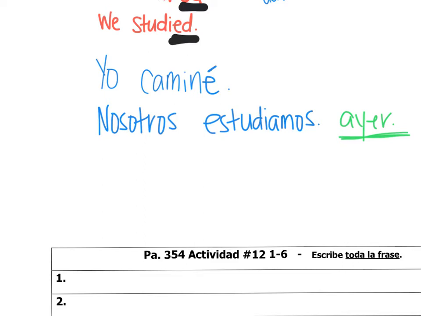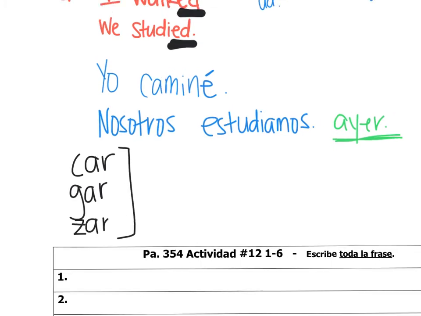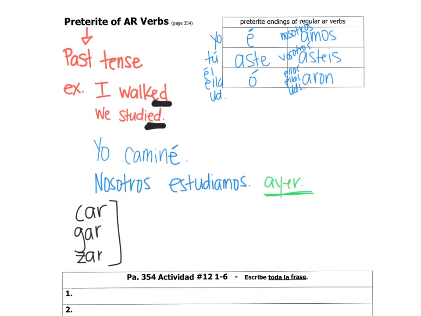In this space right here, I'm going to write three things: car, gar, zar. We're going to come back to those three special endings for AR verbs in the preterite because I think just practicing what we have in our notes already is enough, and then we'll learn about those special verbs in the next couple of days.